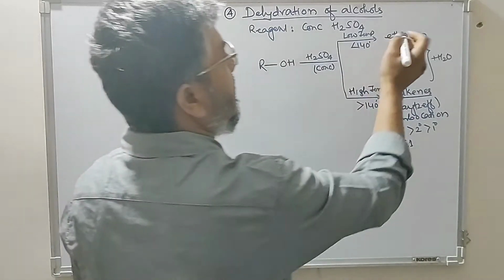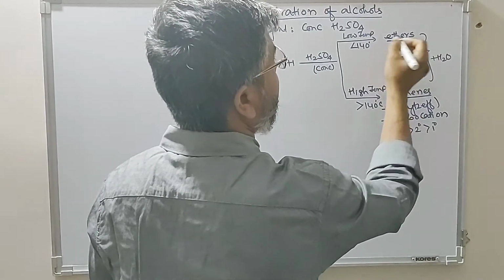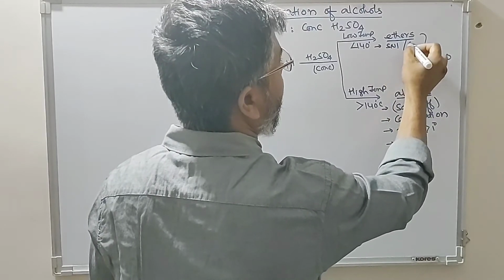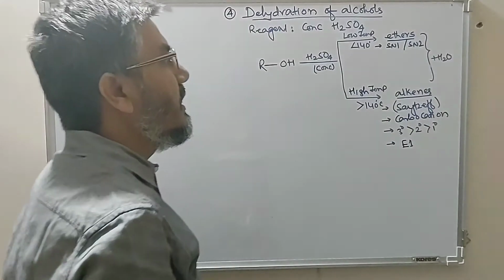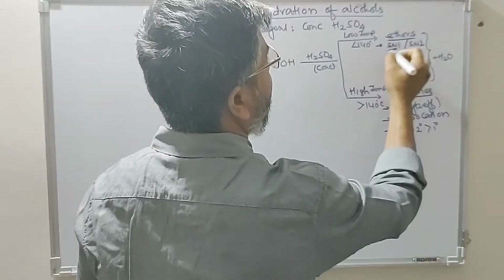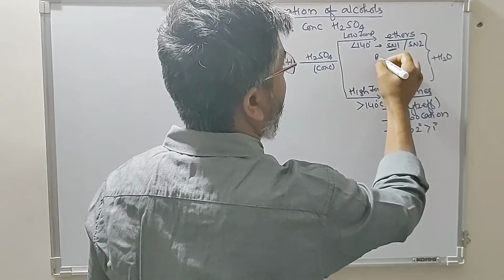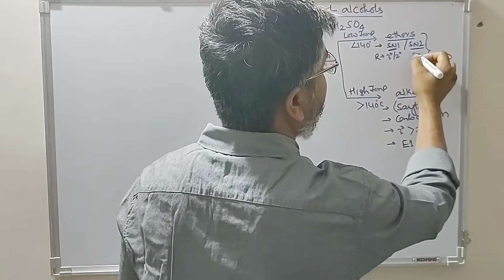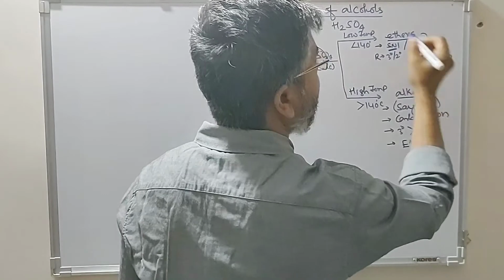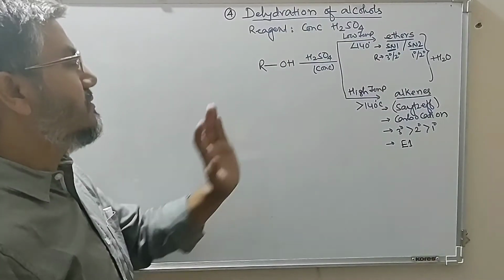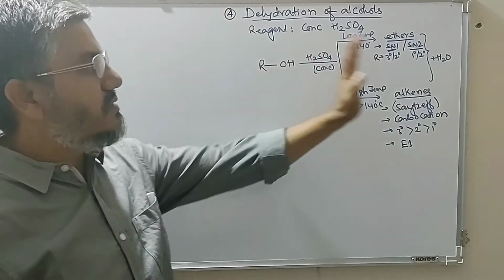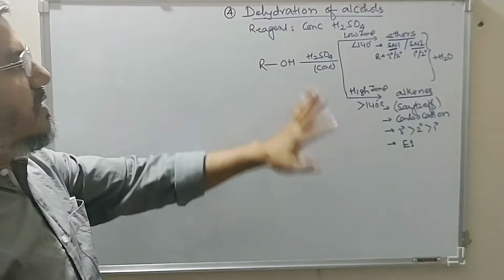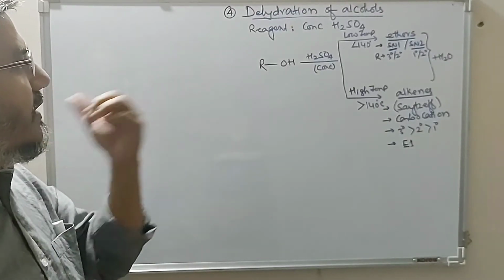In this reaction of formation of ether, the reaction may follow SN1 or SN2. SN1 if the alkyl group R is tertiary or secondary. SN2 if the alkyl group is primary or sometimes secondary. So depending on the alkyl group of this alcohol, this may undergo SN1 or SN2. So this is how alcohols undergo dehydration to give you alkenes.